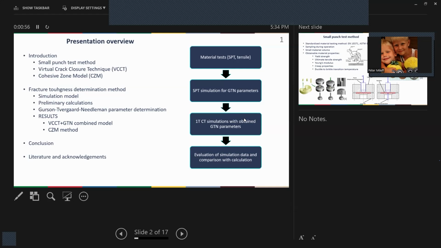For that purpose, we aimed to do material tests, also small punch test simulations for the determination of GTN parameters, Gurson-Tvergaard-Needleman damage parameters. After that, we used compact tension test simulations for the determination of fracture toughness values.